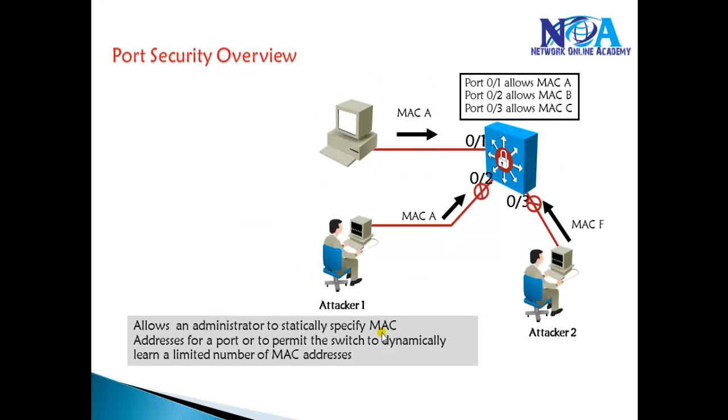Now how to overcome this MAC flooding attack? That's the next thing. To overcome this MAC flooding attack, we can implement a feature on the switches. We call it the port security feature. In this port security feature, what we are going to do is restrict any particular port. We are going to limit the number of MAC addresses it can learn.